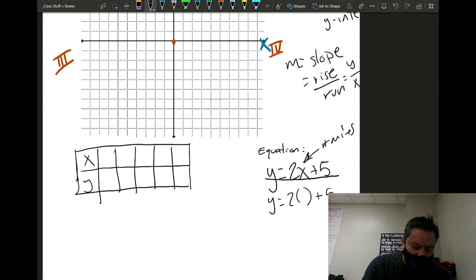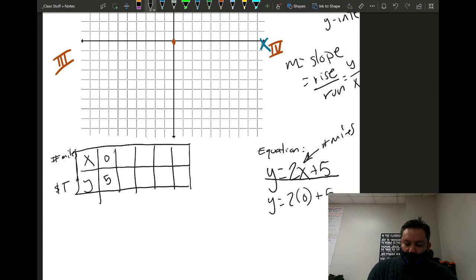So the x-axis is going to be the number of miles, and the y-axis is the total money that you have to pay at the end. Okay? So instead of the x, I'm gonna put in whatever number you want. If you put in 0 miles, but you get in the cab, how much do you have to pay? Is it 2 times 0 is 0, plus 5 is 5. So if you drive 0 miles, you gotta pay $5 because you got in the cab.